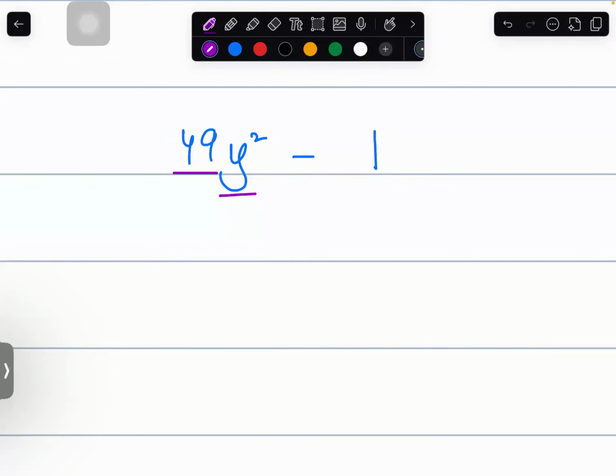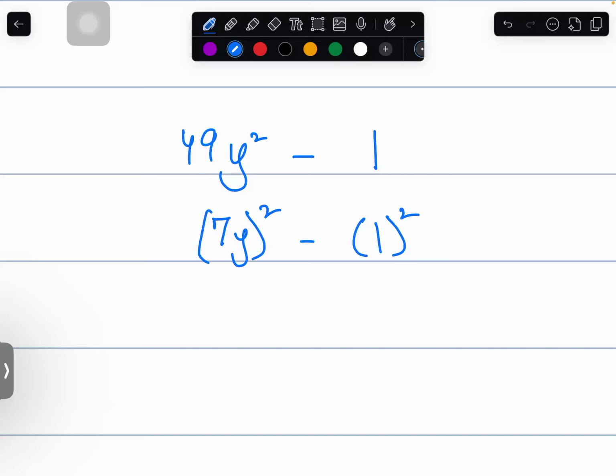Why does it have a square on it? 1 also has a square on it, and there's a negative sign in the middle. So everything is there as per the requirement for the formula. Now we just need to write it as the identity. So it's going to look like 7y square minus 1 with a whole square outside it.